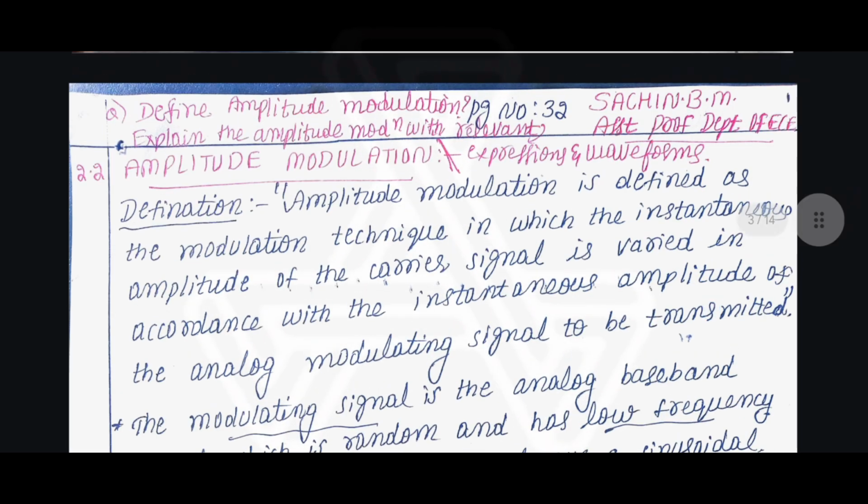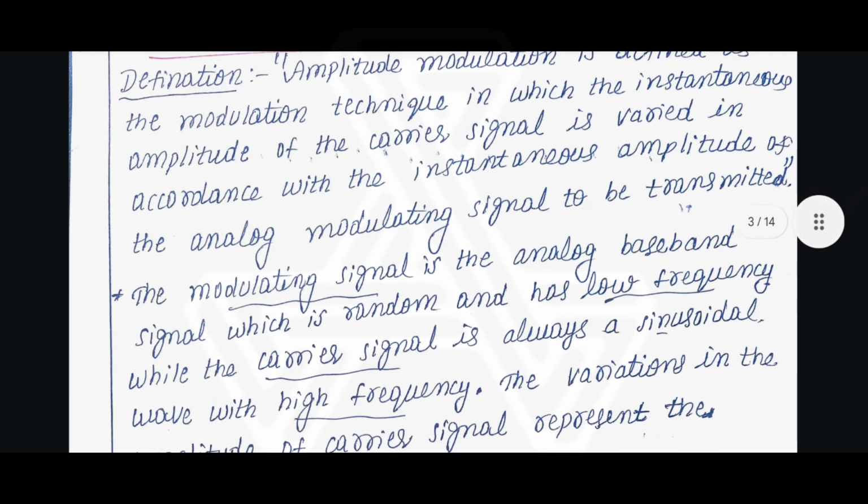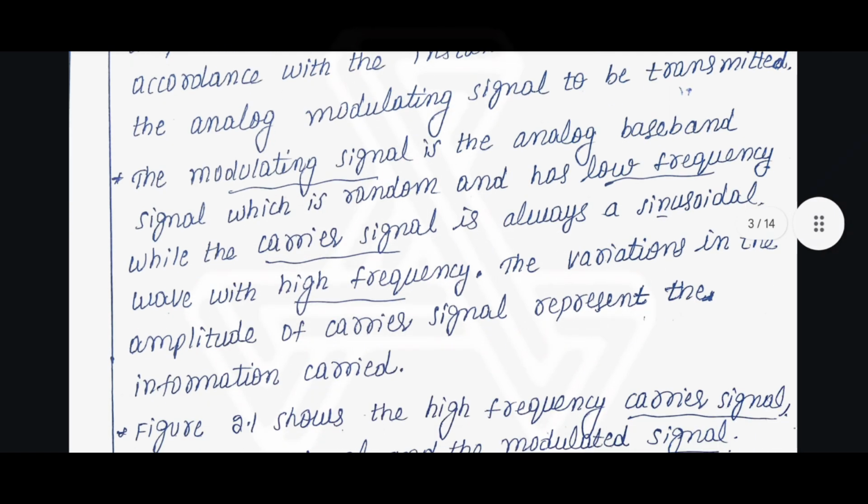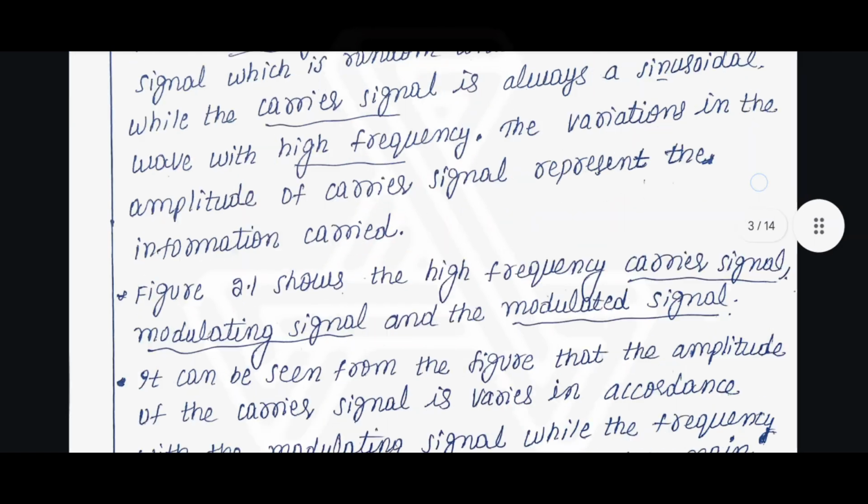Define amplitude modulation. Explain the amplitude modulation with relevant expressions and waveforms. Amplitude modulation is defined as a modulation technique in which the instantaneous amplitude of the carrier signal is varied in accordance with the instantaneous amplitude of the analog modulating signal to be transmitted. The modulating signal is the analog baseband signal, which is random and has low frequency, while the carrier signal is always a sinusoidal wave with high frequency. The variation in the amplitude of the carrier signal represents the information carried.